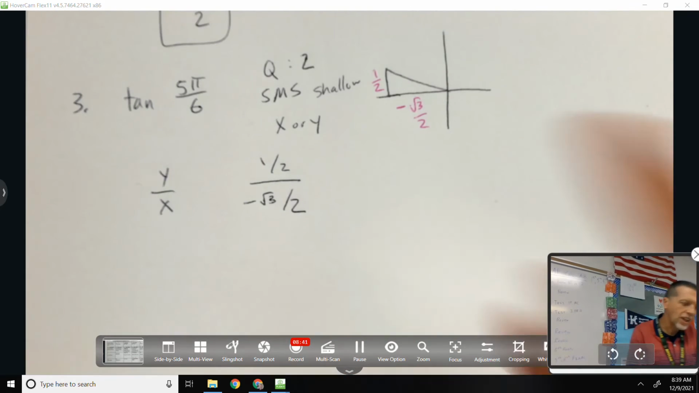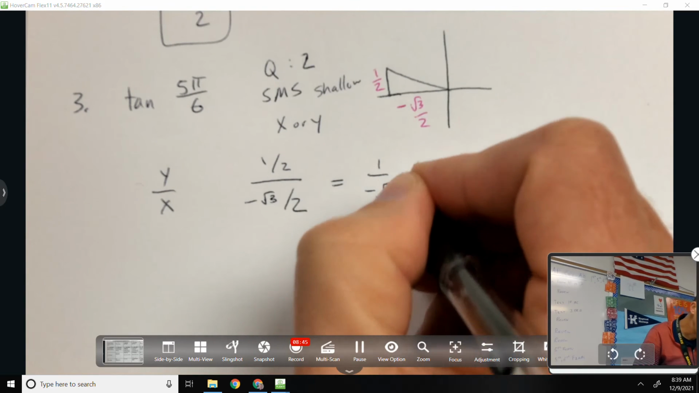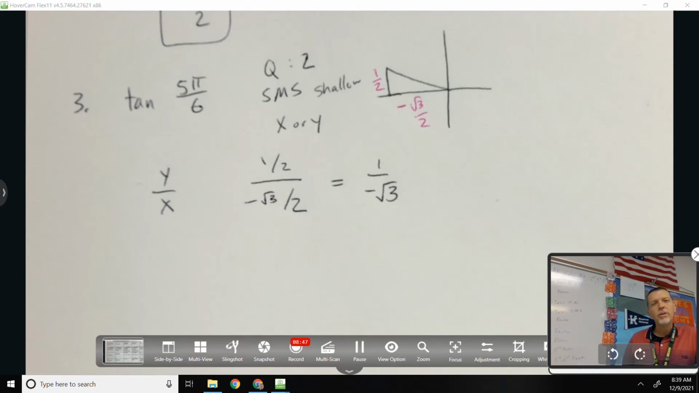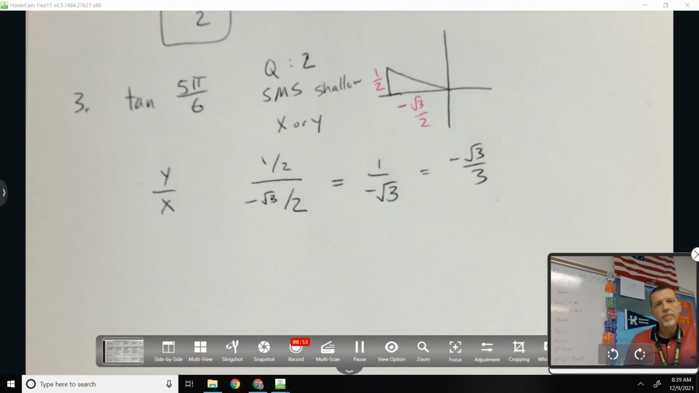Those 2's are going to cancel. No, don't leave it like that, but we can fix things pretty quickly. We've done some of these. So negative root 3 over 3. That one took a little longer because it was tangent. It was going to take a little longer even if you used the unit circle, because you had to do y over x.